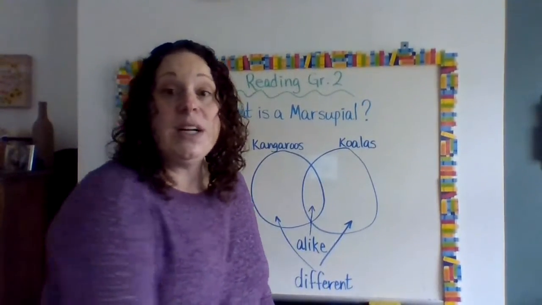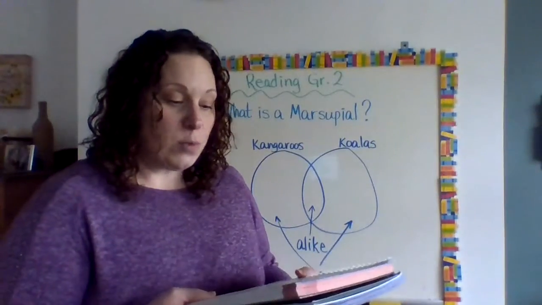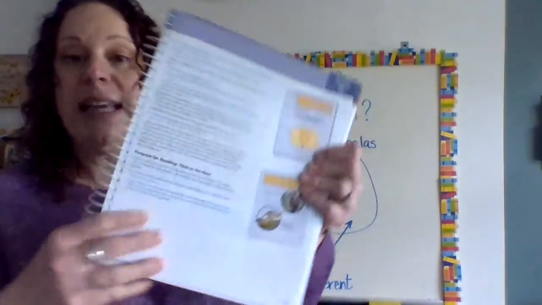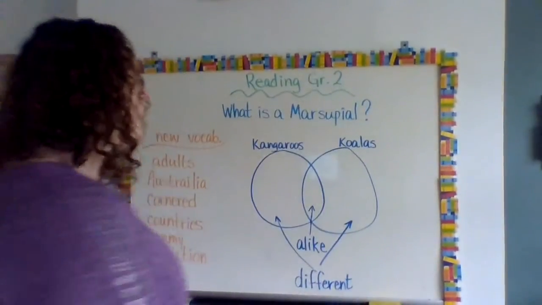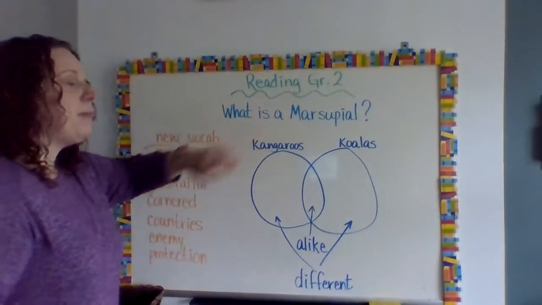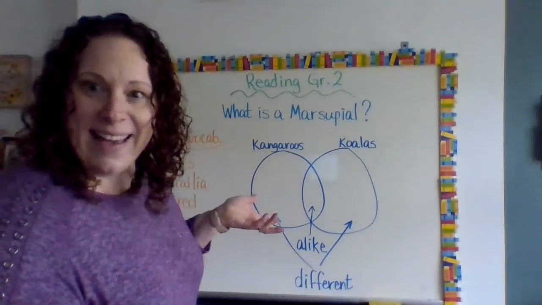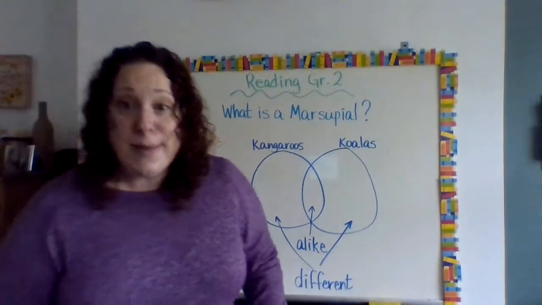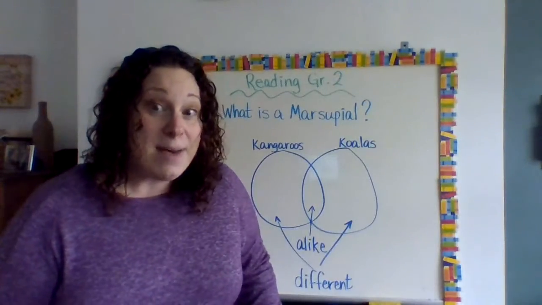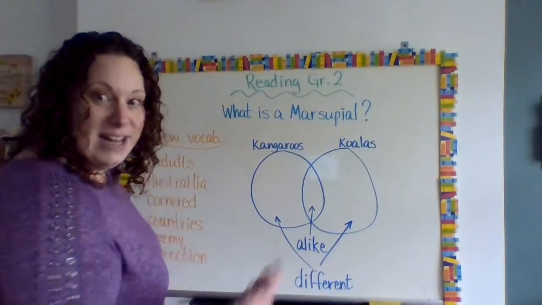So grab your reading books. We're going to turn to page 178 and 179. They look like this. Okay. So we're going to be talking about, it's called, what is a marsupial? What in the heck? That's a crazy word, right? Marsupial. A marsupial is a special type of mammal, and that's an animal.